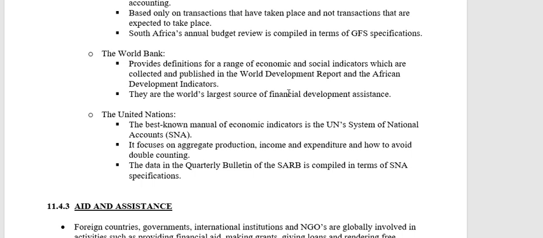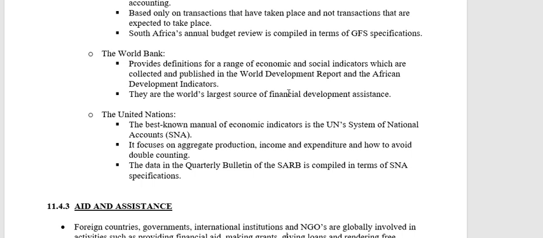We looked at that when we did the actual indicators. All right. So these indicators are then published in the World Development Report and the African Development Indicators. And this is the world's largest source of financial development assistance. As I said, the World Bank is the leading institution in terms of development and standards of living. They are the institution that very, very poor countries can approach for financial assistance to uplift living standards in extremely poor countries.